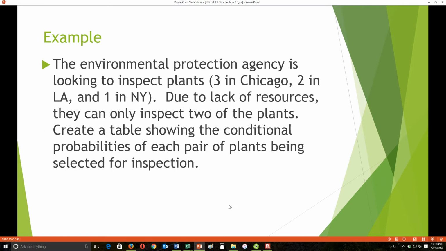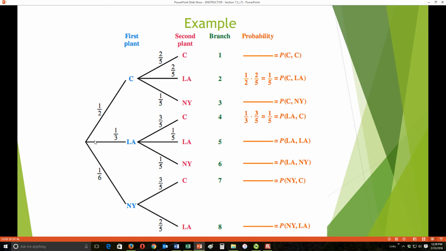Let's look at another example of a tree, because sometimes it can be very helpful. The Environmental Protection Agency is looking to inspect plants, 3 in Chicago, 2 in LA, and 1 in New York. Due to lack of resources, they can only inspect 2 of the plants. Create a table showing the conditional probabilities of each pair of plants being selected for inspection.